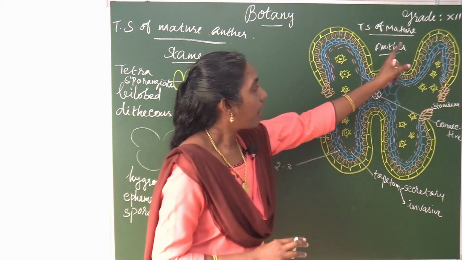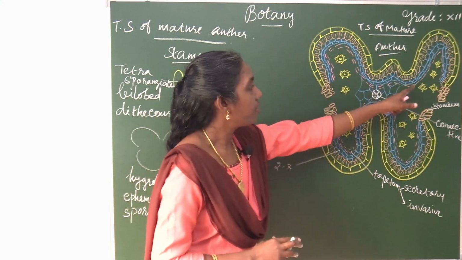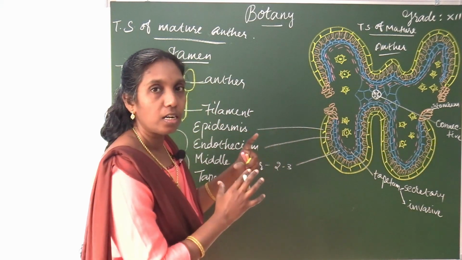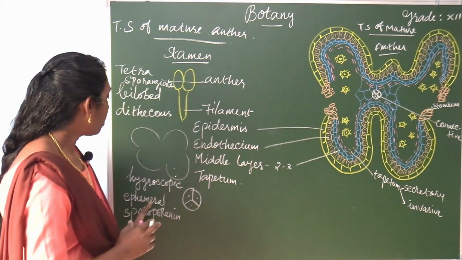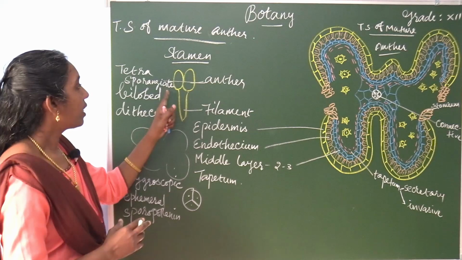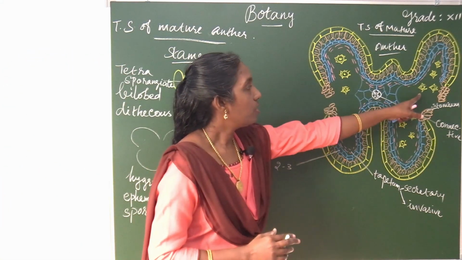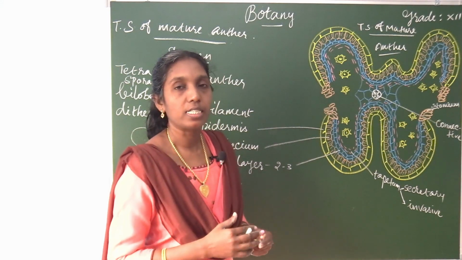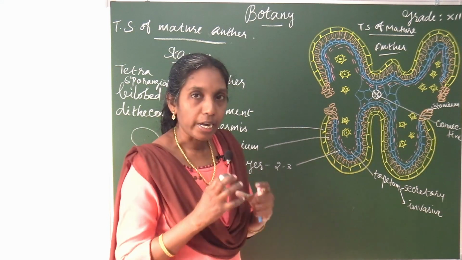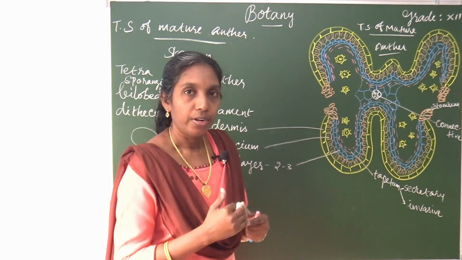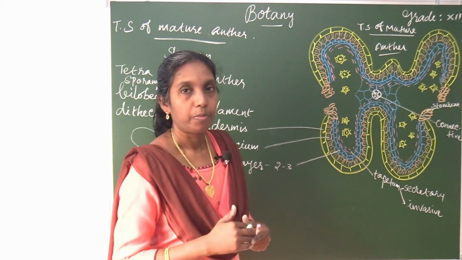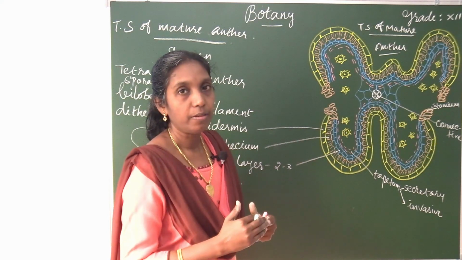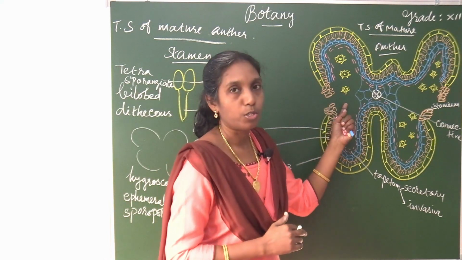Inner to this anther wall there are cavities. As I mentioned earlier, a typical anther is tetrasporangiate. So, this sporangium, microsporogenesis. What is meant by microsporogenesis? Development of microspore from microspore mother cell. When the microspore mother cell undergoes meiotic division, it forms microspore.